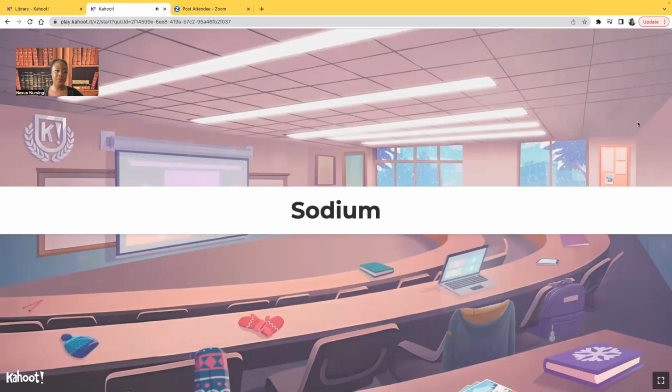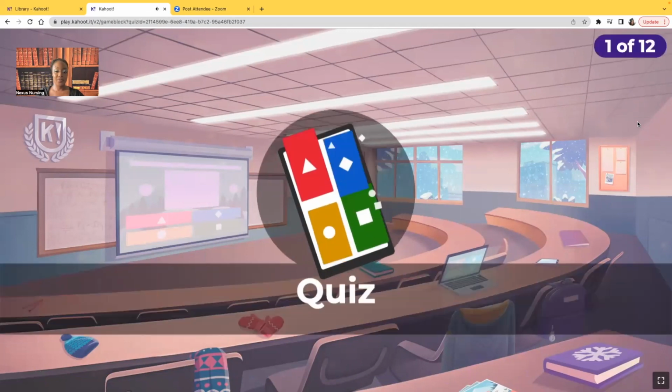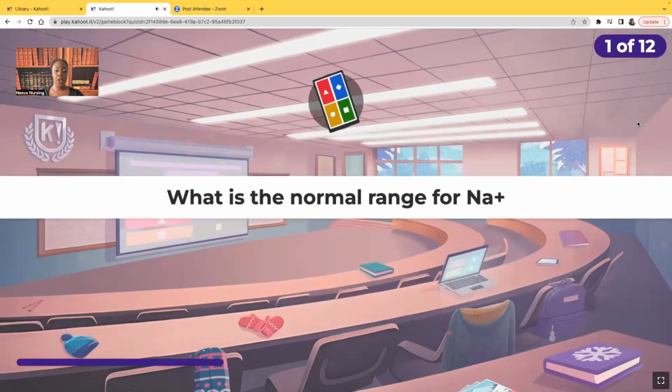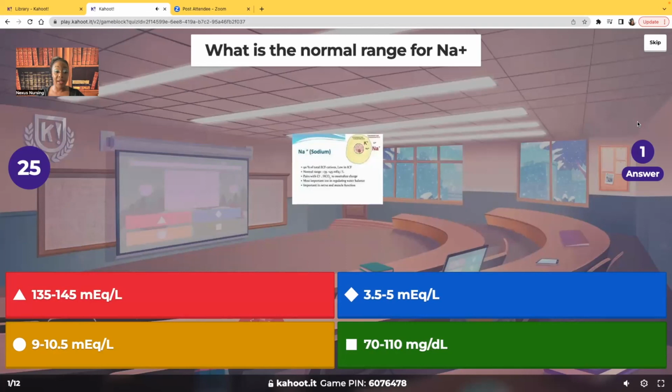Sodium. What is the normal range for sodium? Is it 135 to 145, 3.5 to 5, 9 to 10.5, or 70 to 110? What is the normal range for sodium?